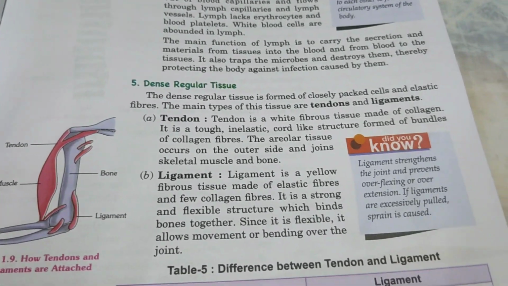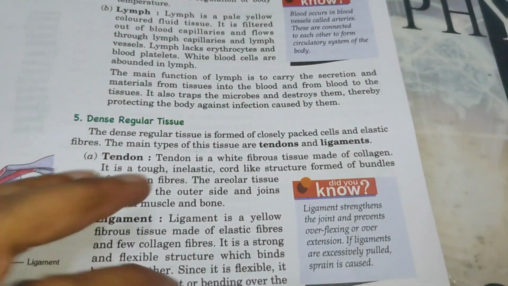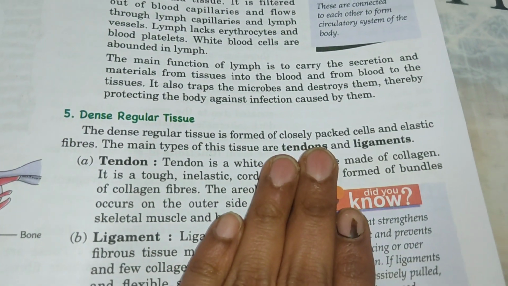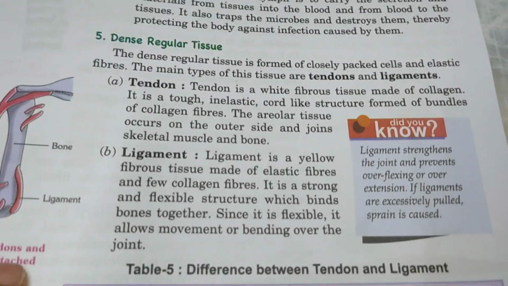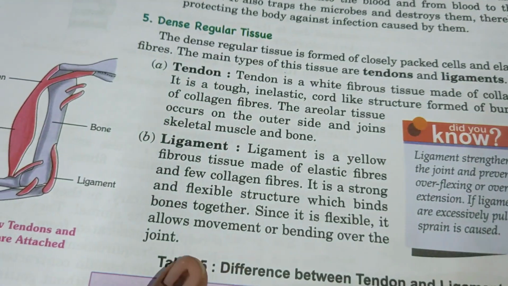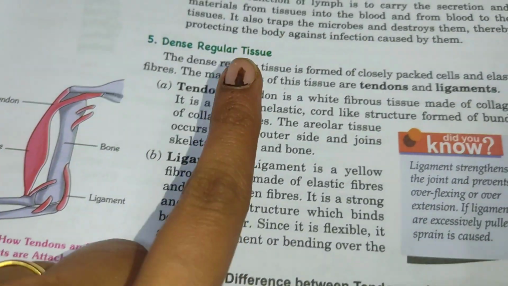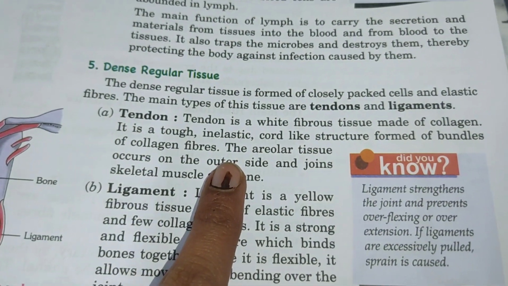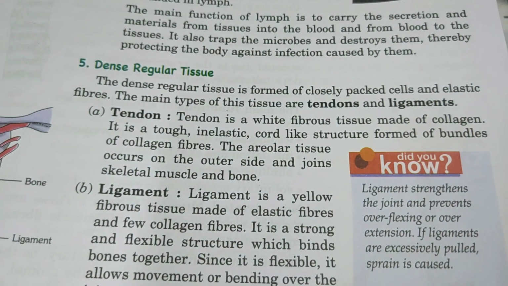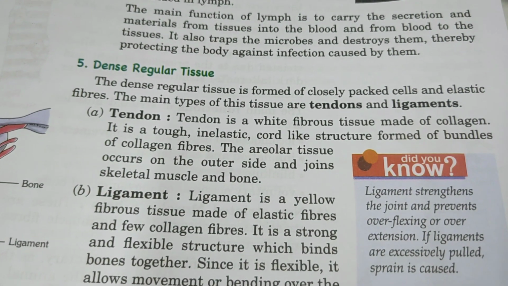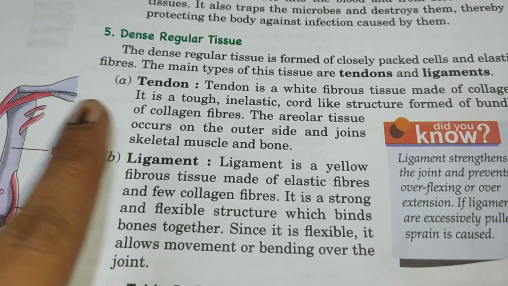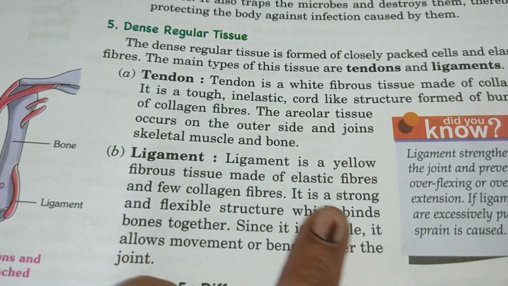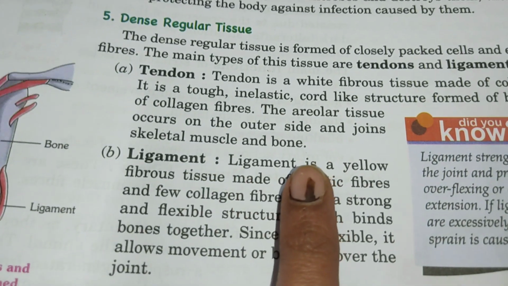Then next is dense regular tissue. It is formed of closely packed cells and fibers, and it is of two types, tendons and ligaments. A tendon is a white fibrous tissue made up of collagen. It is a tough, inelastic cord-like structure formed of bundles of collagen fibers. The areolar tissue occurs on the outside and joins skeletal muscle and bone.